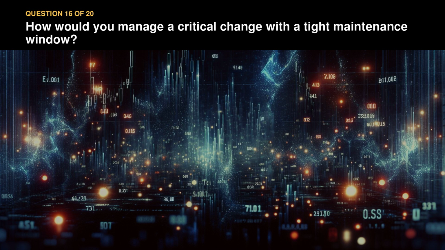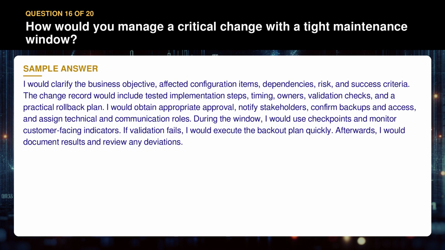Question 16. How would you manage a critical change with a tight maintenance window? I would clarify the business objective, affected configuration items, dependencies, risk, and success criteria. The change record would include tested implementation steps, timing, owners, validation checks, and a practical rollback plan. I would obtain appropriate approval, notify stakeholders, confirm backups and access, and assign technical and communication roles. During the window, I would use checkpoints and monitor customer-facing indicators. If validation fails, I would execute the backout plan quickly. Afterwards, I would document results and review any deviations.